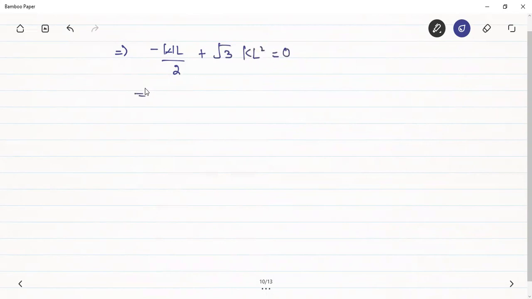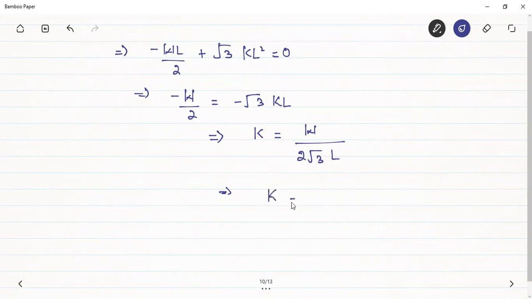This will be 0, and L can cancel out. We will have minus W by 2 equal to minus root 3 KL. Since we had to find the spring constant, the spring constant in this case will be given by W by 2 under root 3 L.